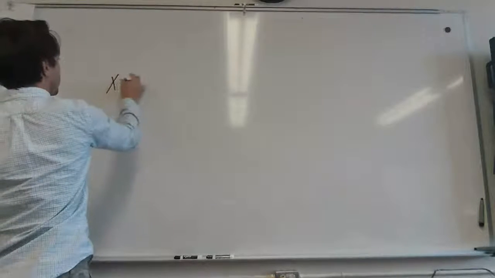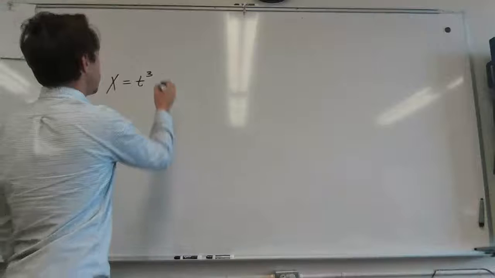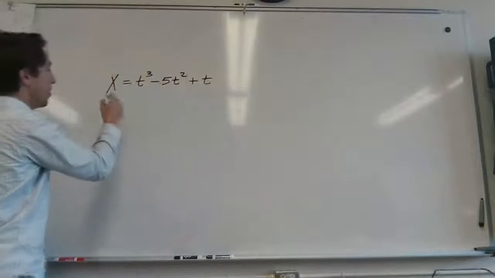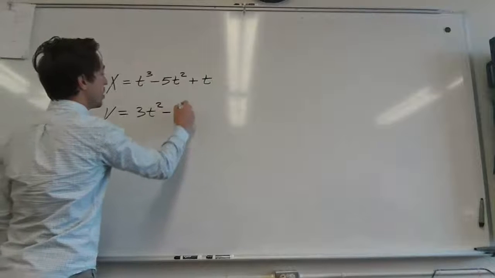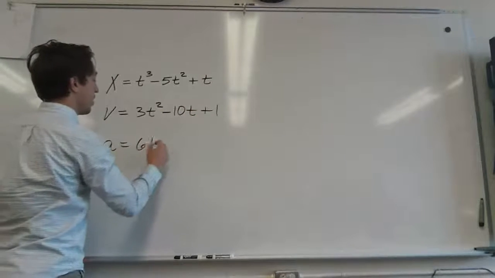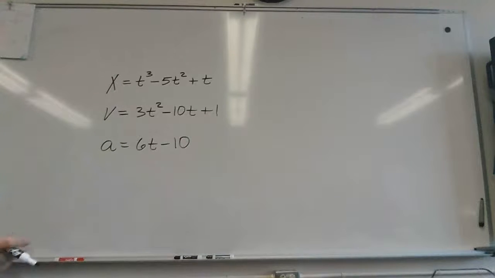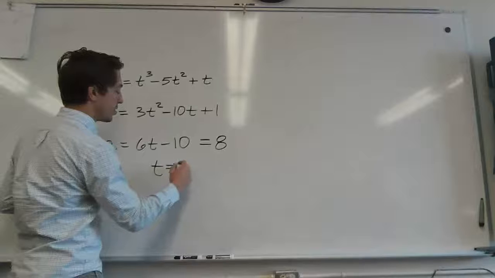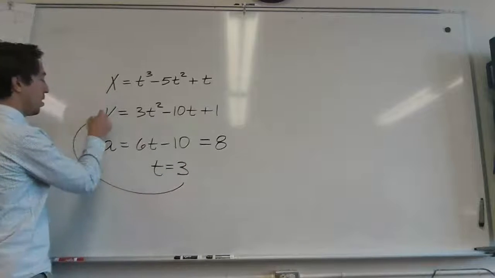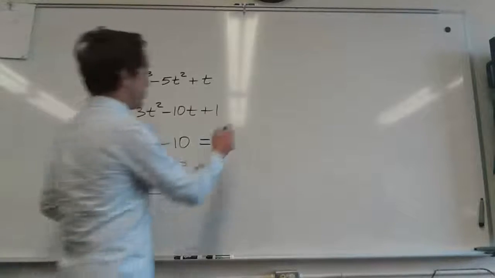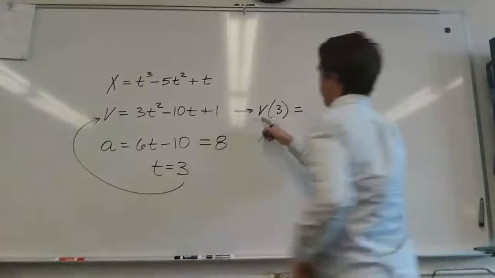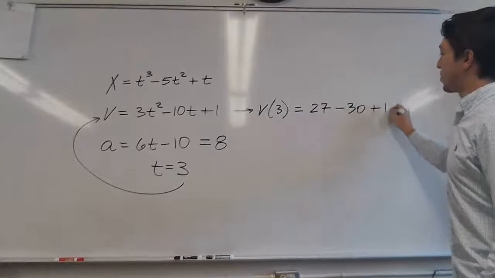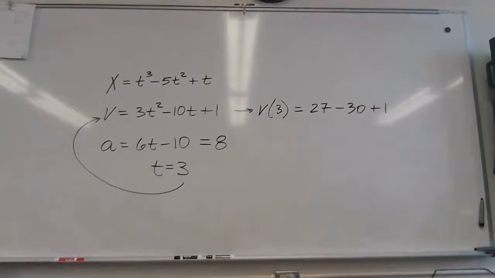2. My position function is t cubed minus 5t squared. So the velocity function is 3t squared minus 10t plus 1. The acceleration function is 6t minus 10. And the question says the moment when the acceleration is 8. So I set this equal to 8. So the time is 3. And that time is getting plugged into the velocity function. Velocity at time 3 would be, let's see, 3 times 9 minus 10 times 3 plus 1, so negative 2. That's neat.